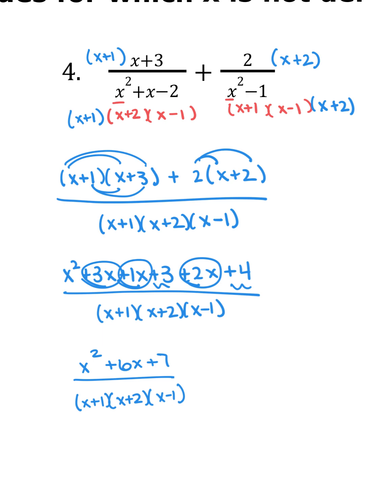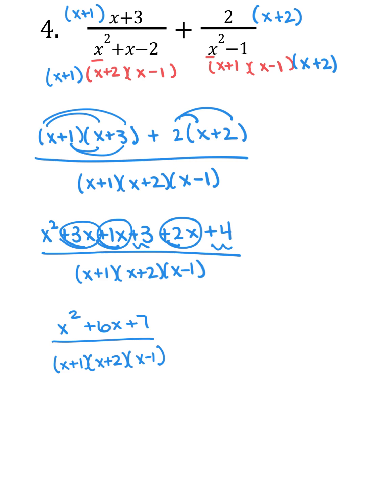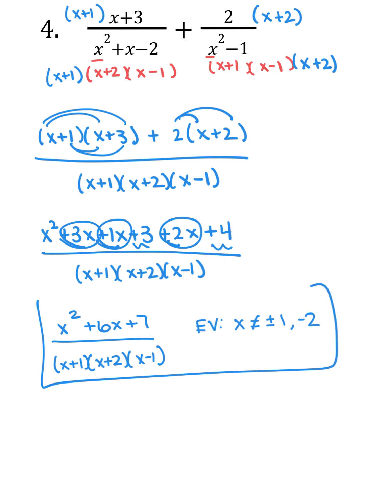So what I'm going to do then is factor the top if I can. Well, I know two numbers that multiply to 7 add to 6. I actually can't do that, can I? Multiplying to 7, I could subtract to 6, but because these are both positive, I can't do it. So I can't factor that at all. So I'm just going to go straight to getting my EVs, my excluded values. X cannot be plus or minus 1 or negative 2. And then I would leave this as my answer.